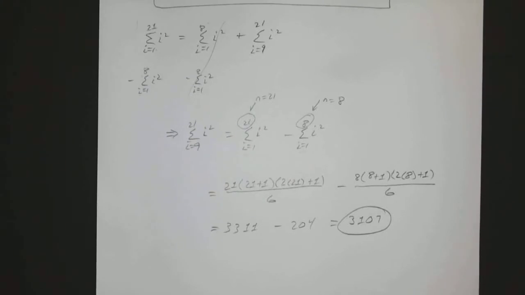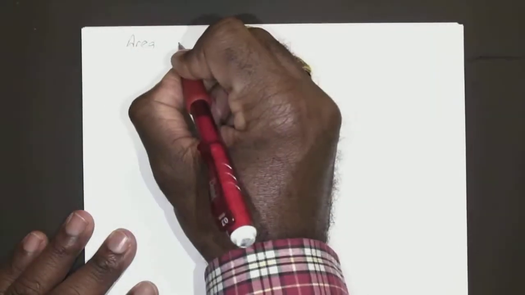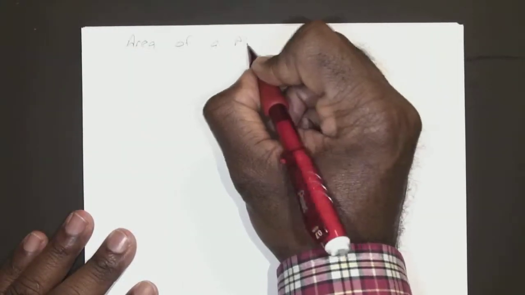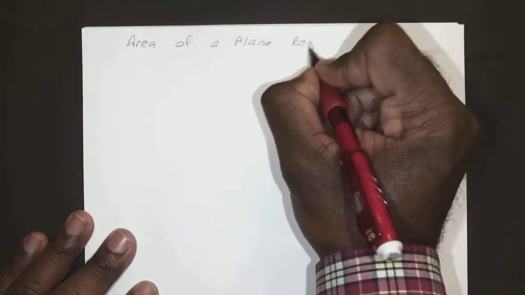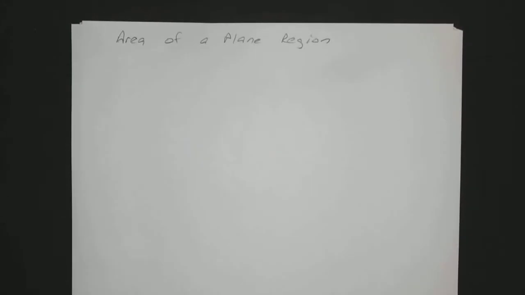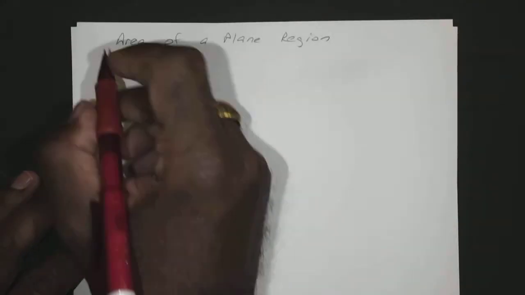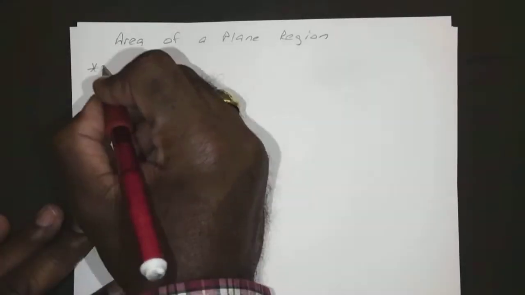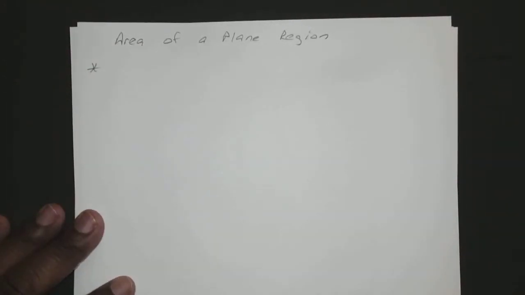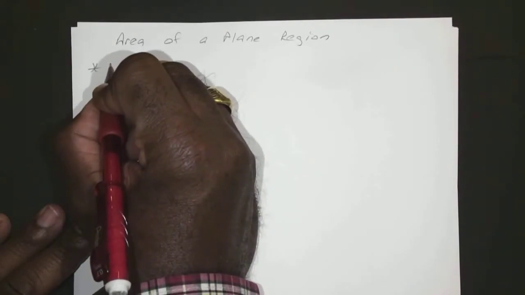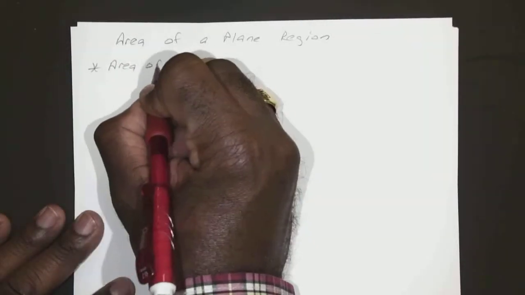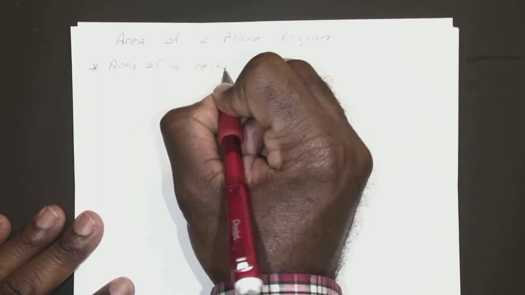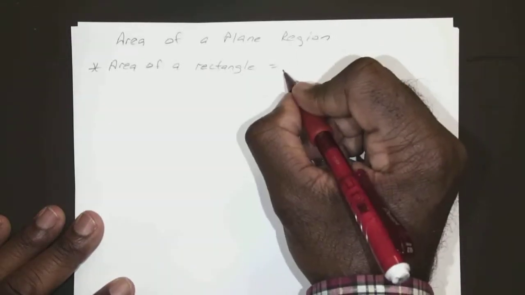All right. Now the reason why we had to do all that is because now we're going to go into the area of a plane region. And a majority of this section, I would say almost 90% of this section, as far as the proofs, will revolve around the area of a rectangle, which is equal to length times width.